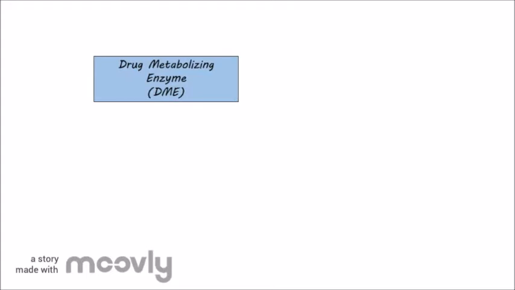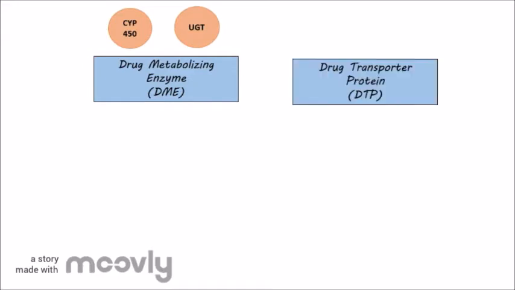Here is the main outline for this video. Drug metabolizing enzyme consists of cytochrome P450 and UDP glucuronosyltransferase UGT, while some examples of drug transporter proteins are organic anion transporter OAT, ATP binding cassette ABC, and multi-drug and toxin extrusion MATE.